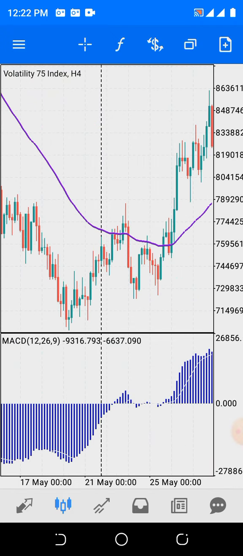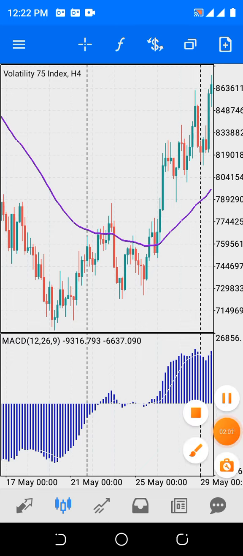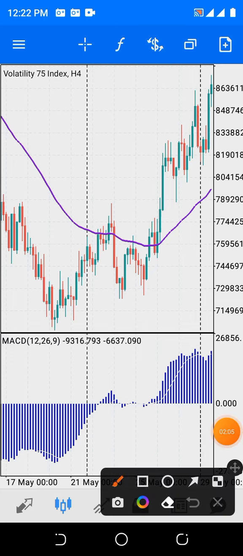Watch here. There is a crossing here. Now let's see if there is a crossing up here. If you observe, the crossing occurred down here at MACD first, before here. So once the crossing does not occur at the same time, that is not a trade for you to take. Make sure that the crossing occurs at the same time. All right, we move.